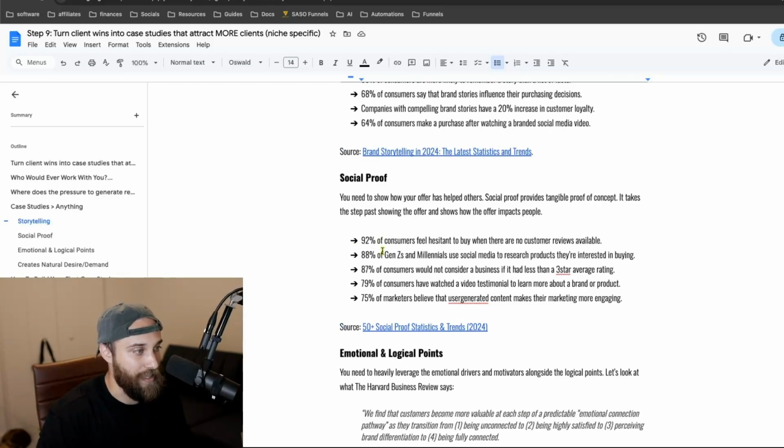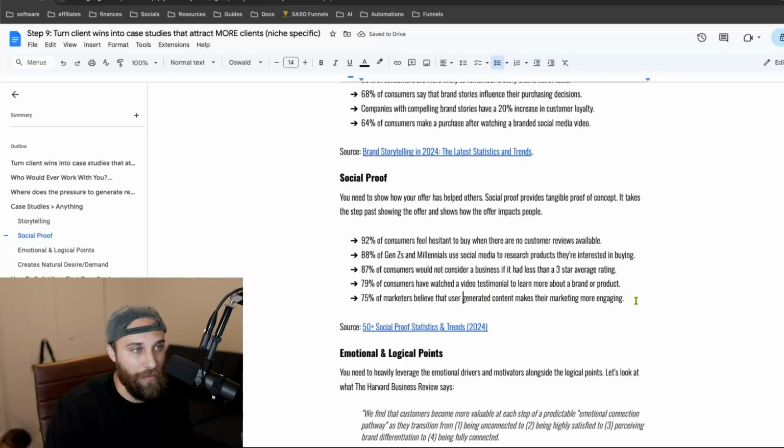Let's look at some crazy stats. Look at these numbers. I mean, these are better than some of the grades you guys got in high school. 92% of consumers feel hesitant to buy when there are no customer reviews available. 88% of Gen Z and millennials use social media to research products they're interested in buying. 87% of consumers would not consider a business if it had less than a 3-star average rating. 79% of consumers have watched a video testimonial to learn more about a brand or product. 75% of marketers believe that user-generated content makes their marketing more engaging.